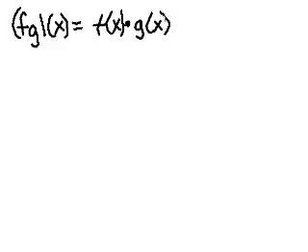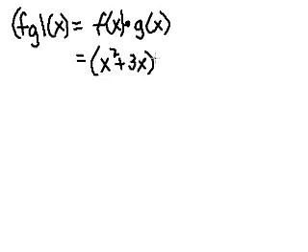Let's see multiplication. Here we have (f times g)(x), and that means take f of x and multiply by g of x. Now we have x squared plus 3x times 2x minus 1. And we're going to multiply that out.